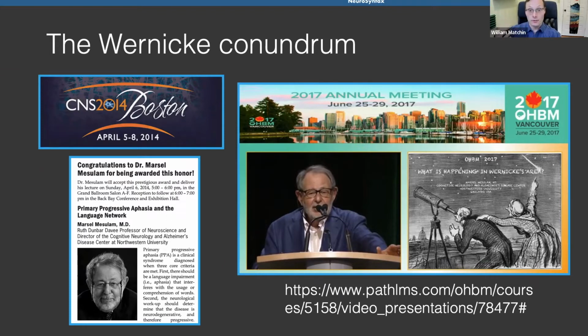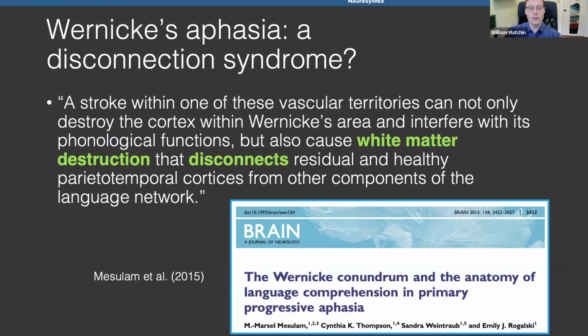Calling attention to this issue, right? So what is the hypothesis? The hypothesis from Mesulam et al. is that there's a disconnection effect going on in the stroke-based Wernicke's aphasia literature, right?